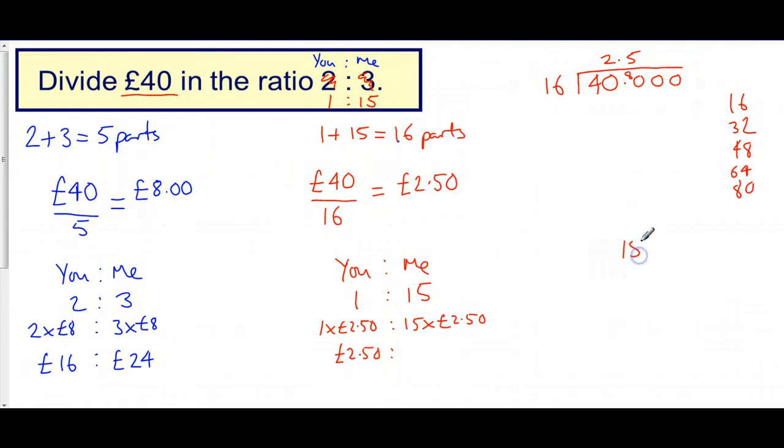So, 15 times £2 is £30, and 15 times the 50p is £7.50. So I get, lucky me, £37.50. Okay? So that's how the ratios work. You have to work out how many parts there are overall, and then just share your amount up into those parts.